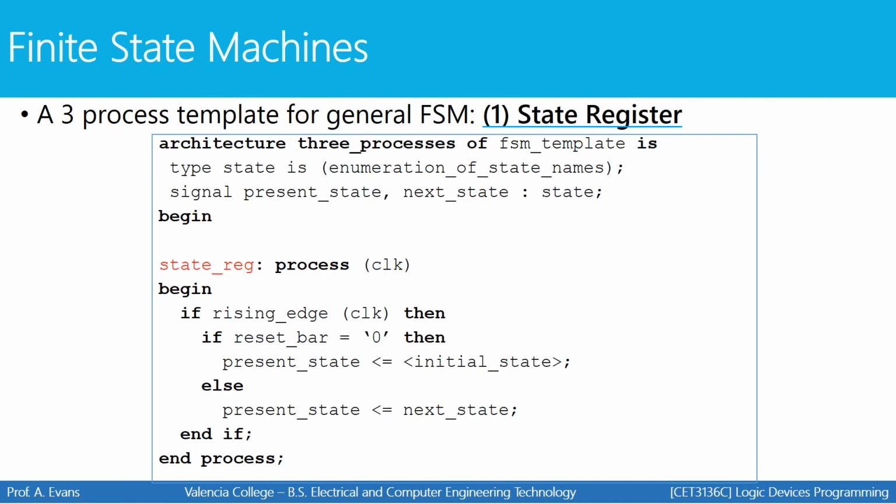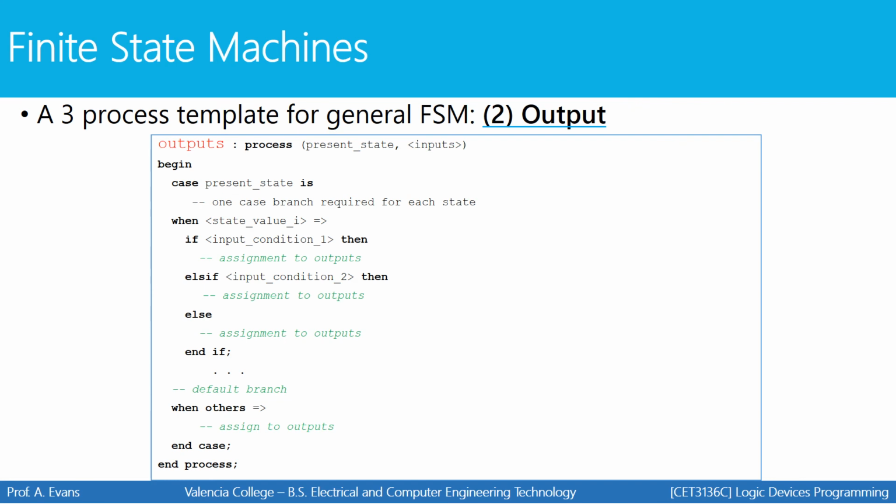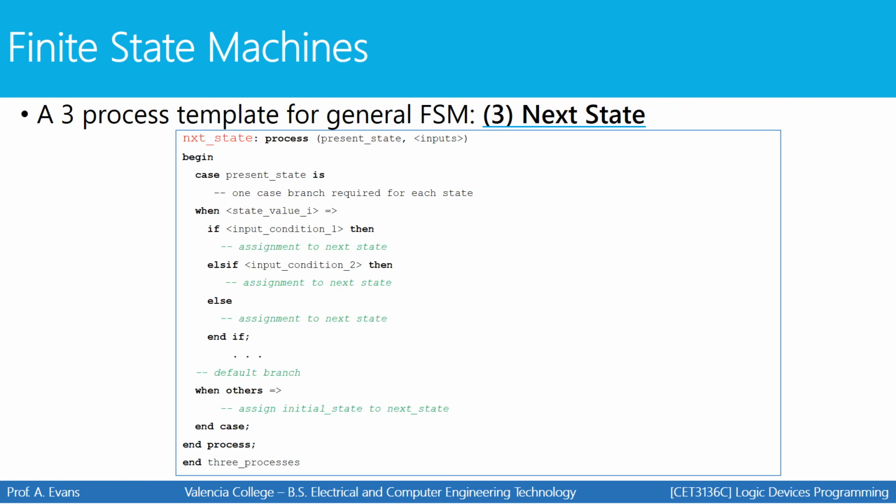I'm going to go back. So your first process is your state register process, where the clock is going to control the next state becoming the present state, as well as what should happen with the reset. And you can make the reset synchronous or asynchronous. It's up to you. Then you have your outputs process, where you determine what the output should be based on your present state. And then you have your next state process, where you determine what the next state should be based on your present state and your inputs. This is just a template. This is not the only way to implement it. This is a starting point if you don't know what you're doing and you need a place to start.